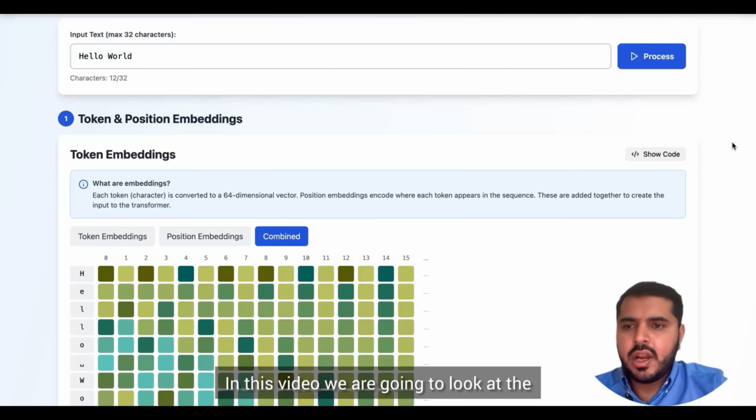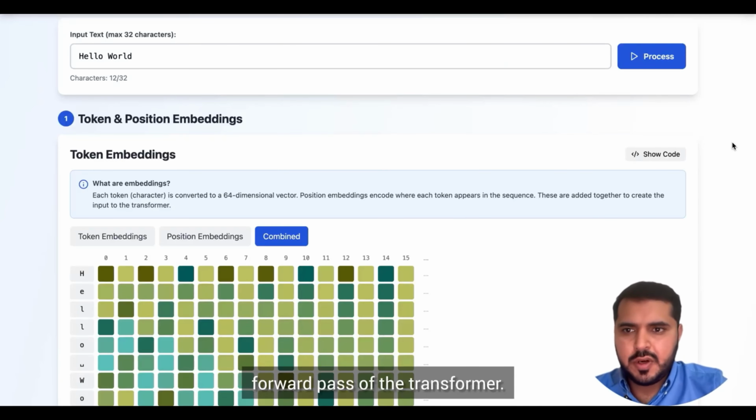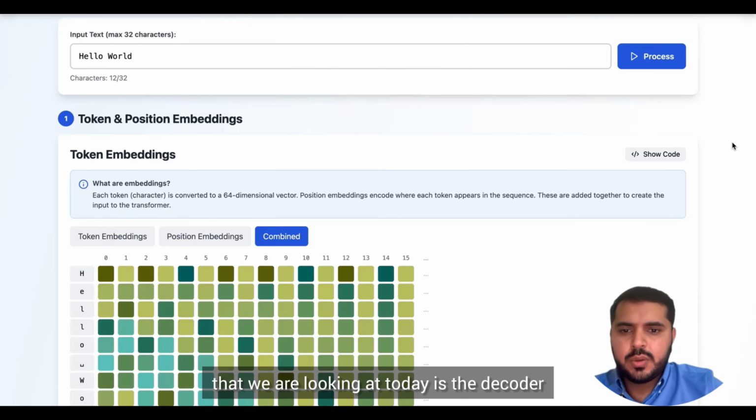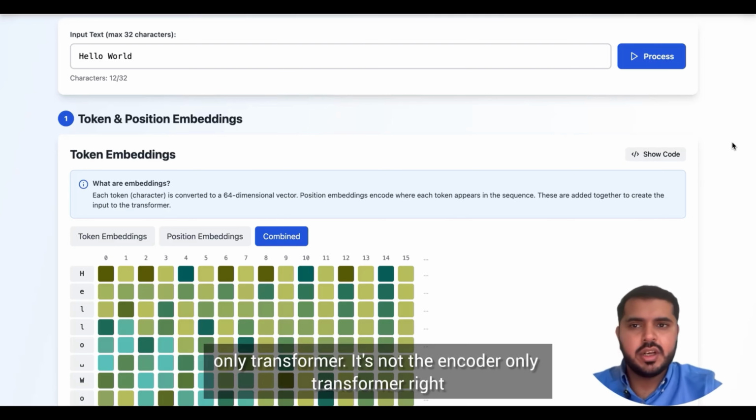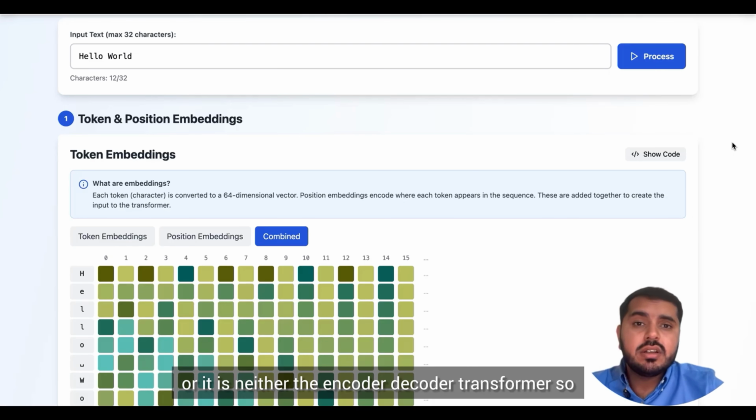In this video, we're going to look at the forward pass of the transformer. The transformer that we are looking at today is the decoder-only transformer. It's not the encoder-only transformer, nor is it the encoder-decoder transformer. So when we first hear the word transformer, we should know that there are three types of transformer.